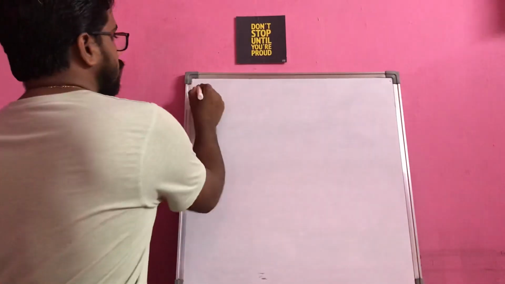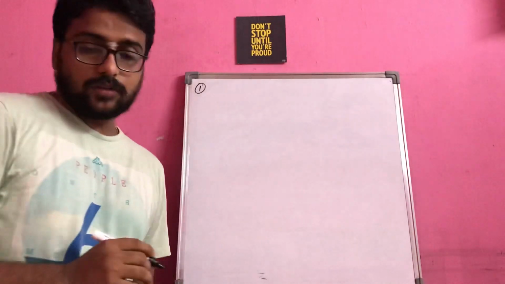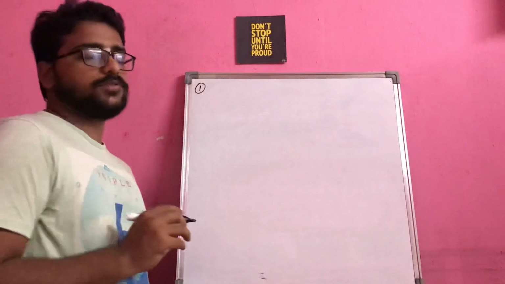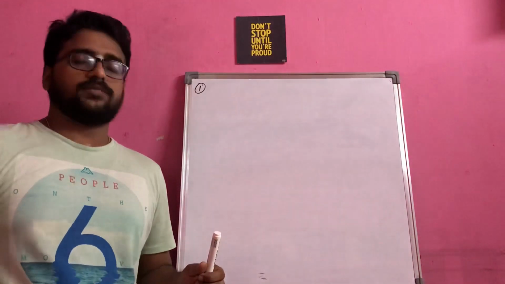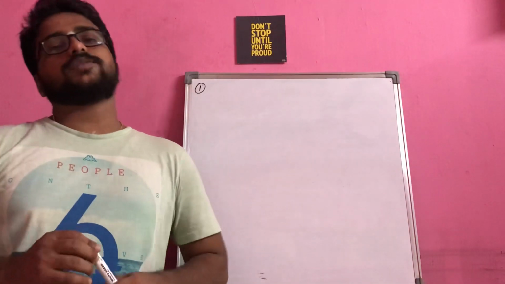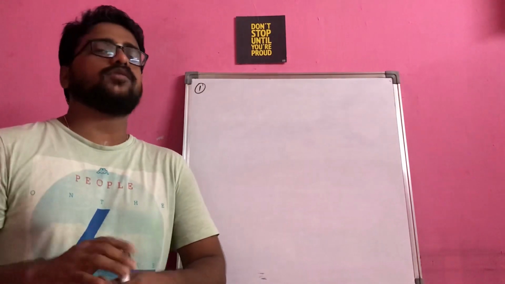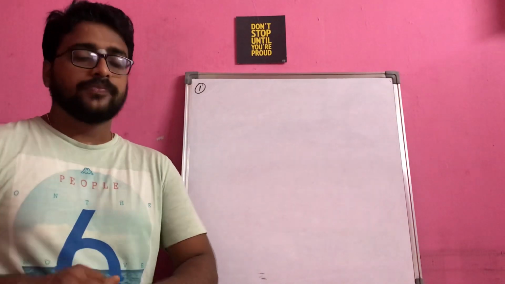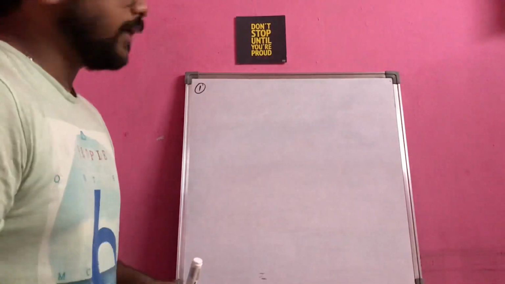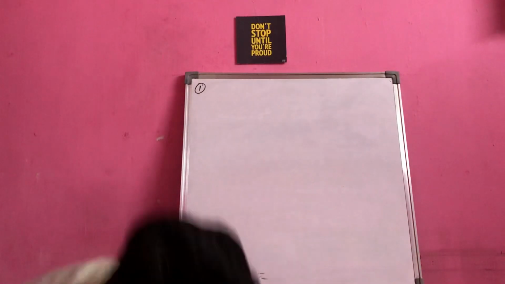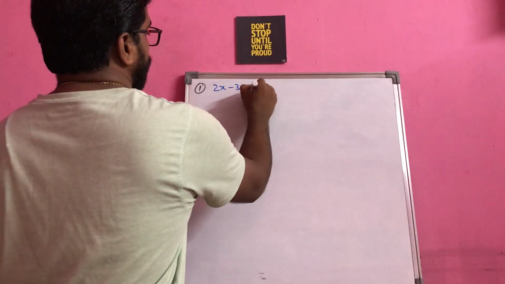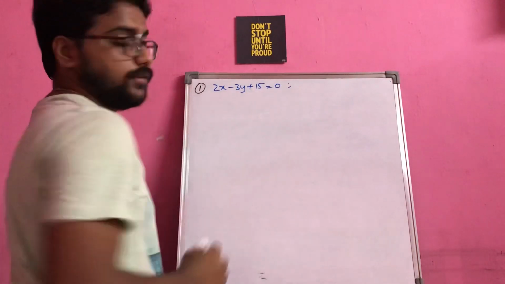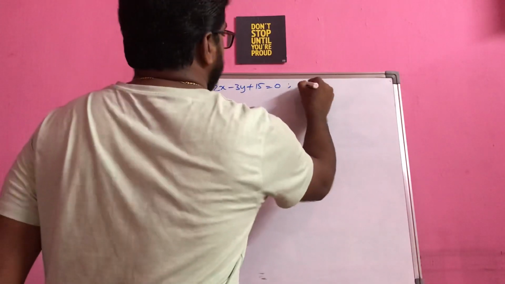See the first one. Solve the pair of linear equations by substitution method. The point you have to notice here is they specifically mentioned that you have to make use of the substitution method. In the exam, if they don't specify like this, you can use any method you want, that won't be any problem. So see the question they have given. 2x minus 3y plus 15 is equal to 0 is the first equation, and the next one is 3x minus 5 is equal to 0.